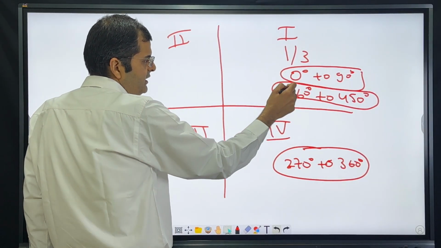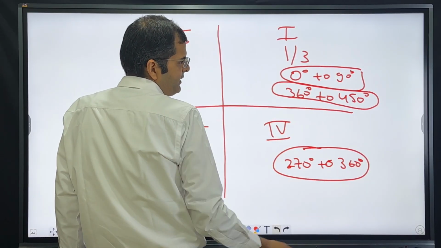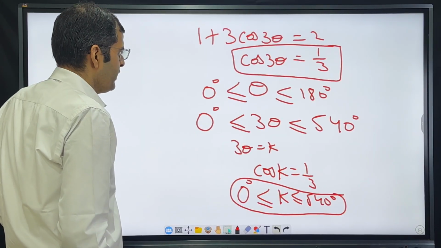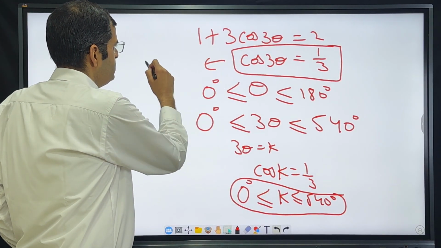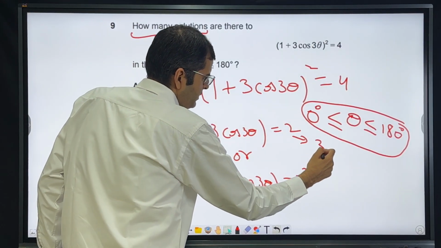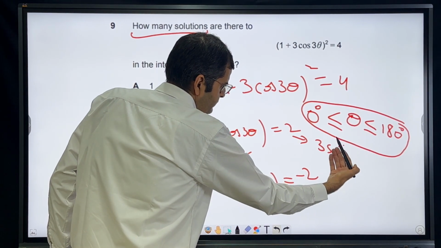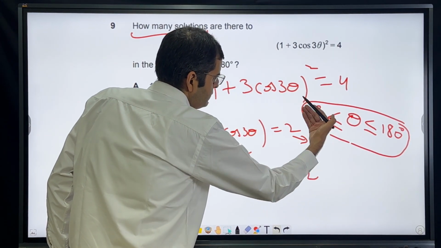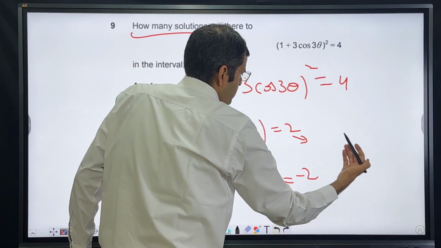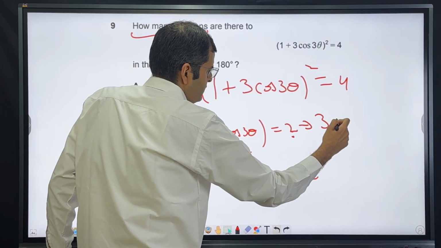Okay, so we get 3 solutions here. One between 0 and 90, second between 270 and 360, and finally 360 to 450, the third option. So I get 3 solutions here. So we get 3 solutions in this scenario, the first one. So how many solutions? 3 solutions here. So for the first equation, here we get 3 solutions.